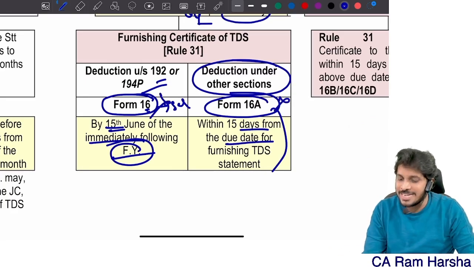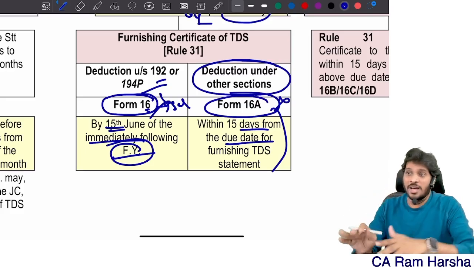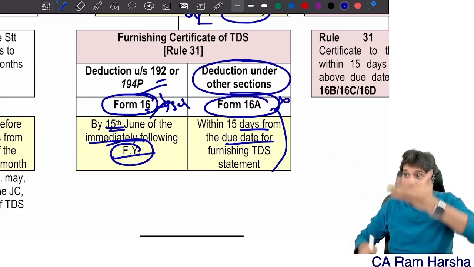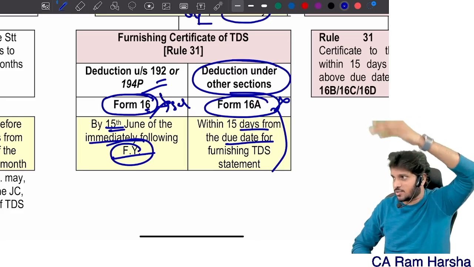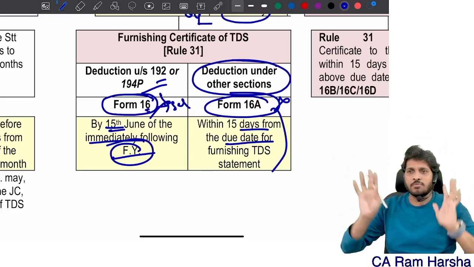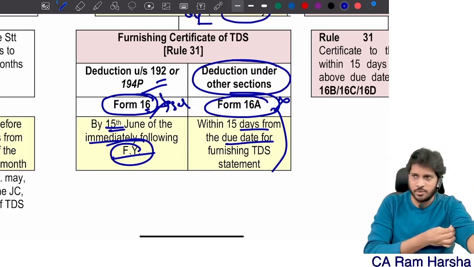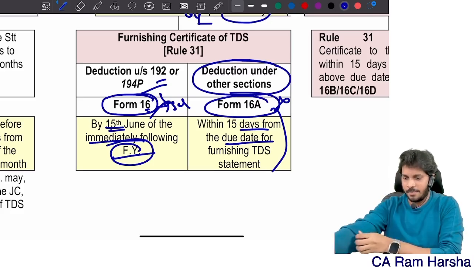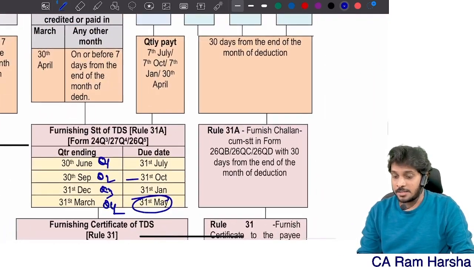Even if you don't give 16A in reality, once I file the ETDS return, in their Form 26AS it will be reflected. What is Form 26AS? You will understand once you go into articleship. Clear? That's it. Now, there are some sections.